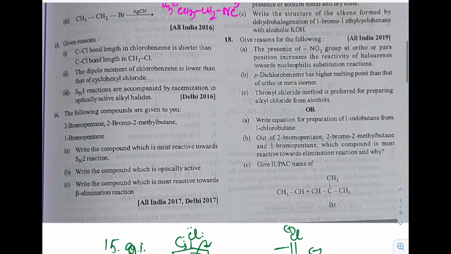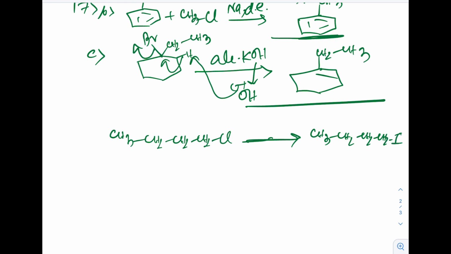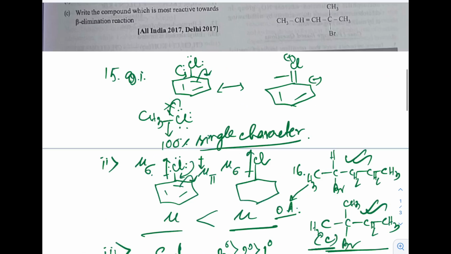Next we'll move to: write the equation for preparation of 1-iodobutane from 1-chlorobutane. Well, 1-chlorobutane, this one, to 1-iodobutane, this one. The simple Finkelstein reaction, it will be treated by NaI and acetone via SN2 to give this product. It's done. Next we'll move to the next question.